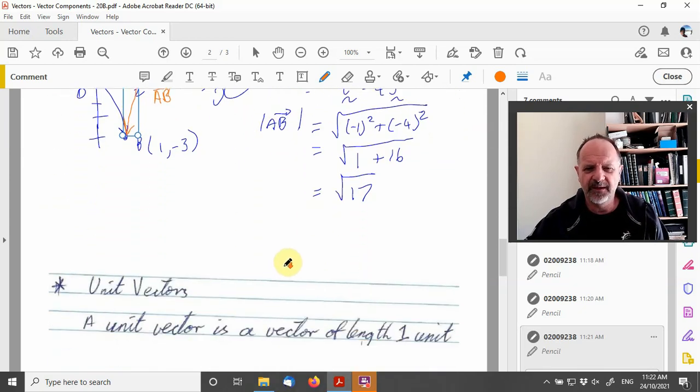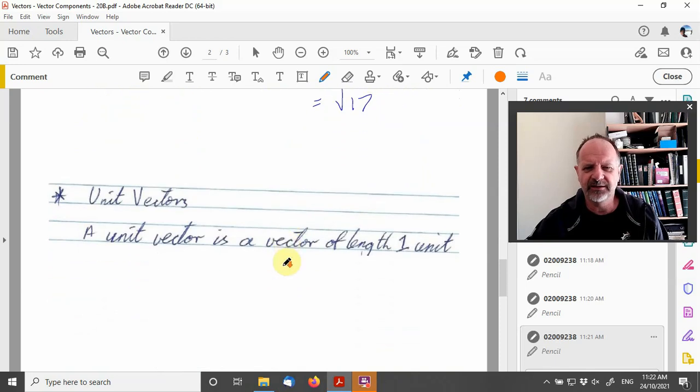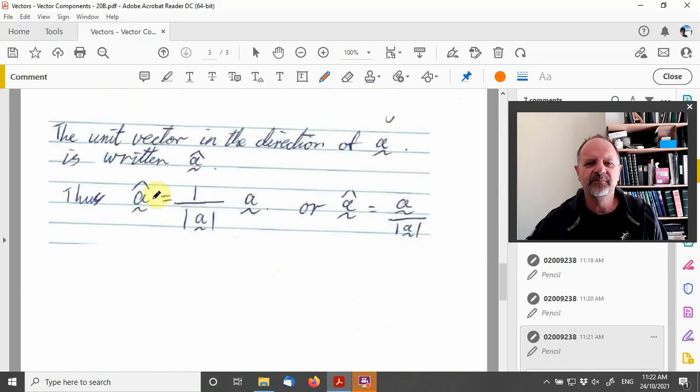So a unit vector is a vector of length 1. The unit direction vector in the direction of vector A is written A with the hat. So A hat, that's a unit vector. Any vector you see with a hat is a unit vector. We know that's length 1. To get A hat, you would have 1 over the magnitude of A times vector A, or if you like, A hat is vector A over its magnitude.